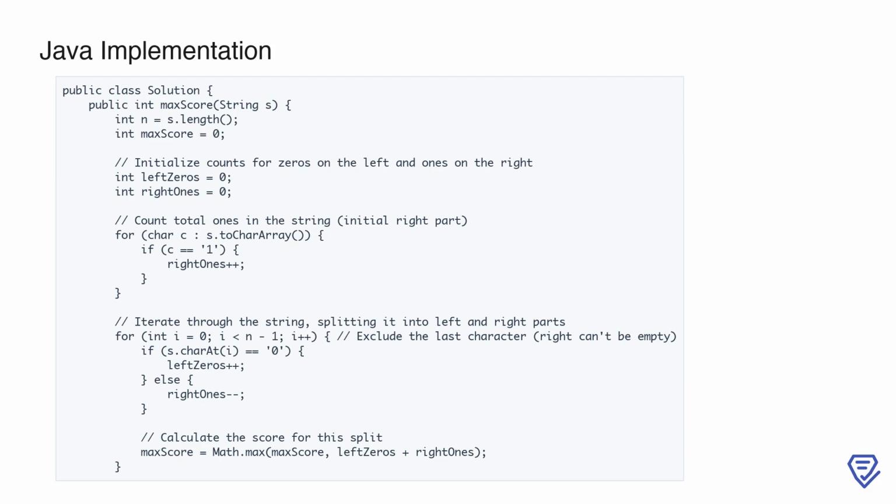Next, we iterate over the string up to the second to last character, since the right part cannot be empty. During this iteration, we update the left zeros count if the current character is a 0, and decrement the right ones count if the current character is a 1, as we are effectively moving characters from the right part to the left. Finally, we calculate the score for the current split by adding left zeros and right ones, and update max score to ensure it holds the maximum score encountered so far.